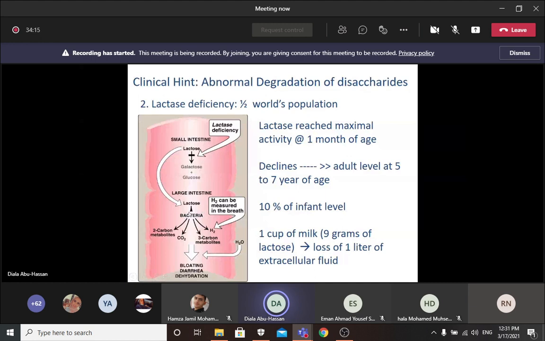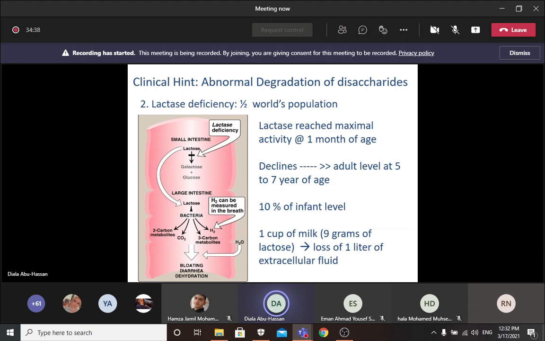As well, and the same thing that happened in the previous type or previous example we discussed is going to happen here, where the accumulation of lactose can increase the osmotic pressure, resulting in withdrawing water molecules towards the intestinal lumen and resulting again in diarrhea.